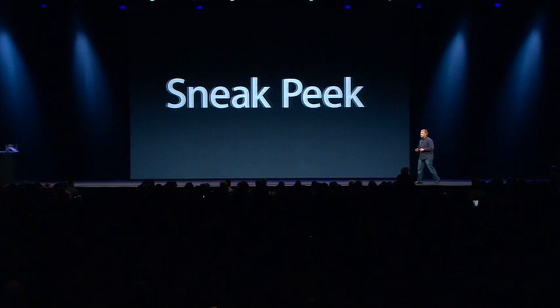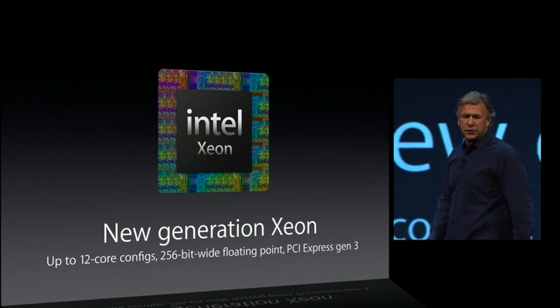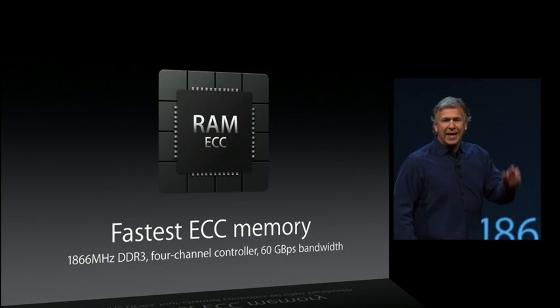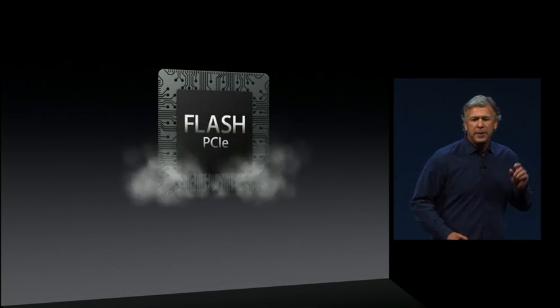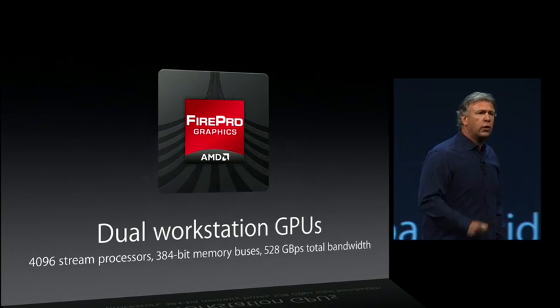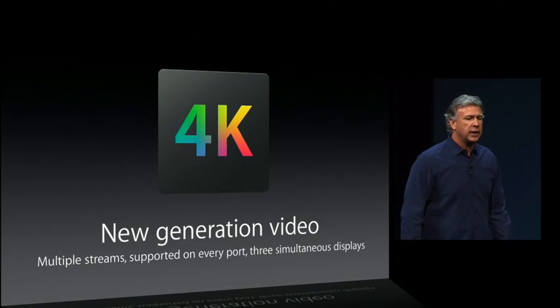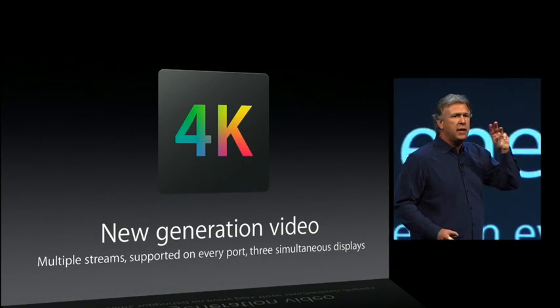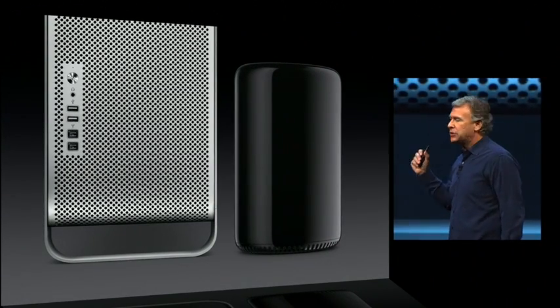We'd like to give you a sneak peek of something we're working on. A new generation Intel Xeon chip, ECC memory, 1866 megahertz DDR3, new PCIe-based flash, Thunderbolt 2, dual workstation GPUs, and this supports 4K displays. You can have up to 3 4K displays, and here it is alongside the previous generation.